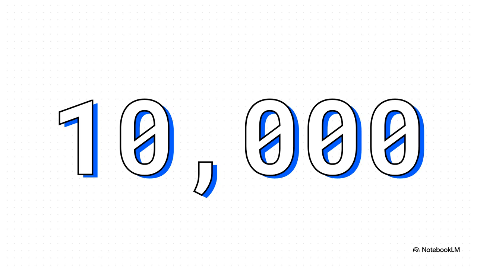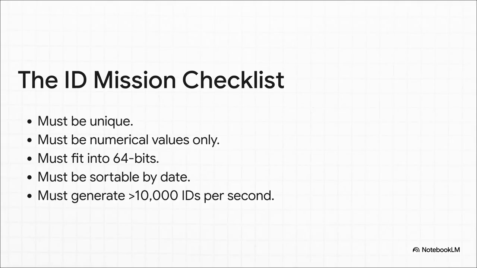And then there's speed. And wow, this one is a doozy. The system has to be able to spit out over 10,000 unique IDs every single second. And that's not like a peak number, that's just the baseline to keep the lights on. It's incredibly fast.